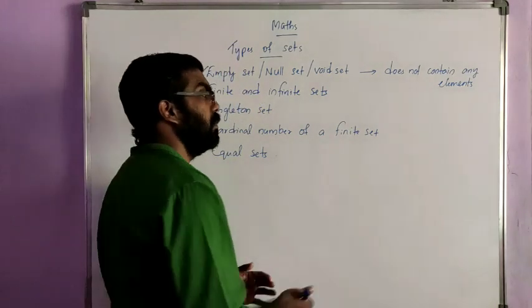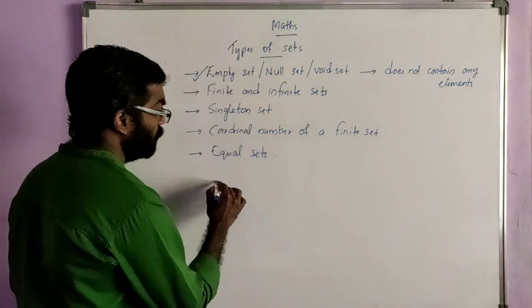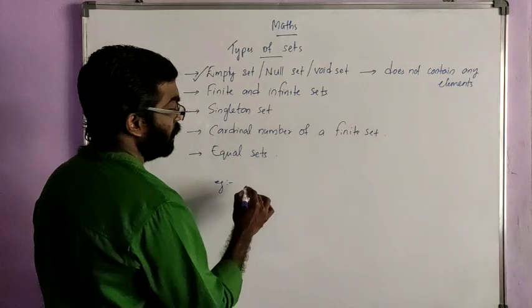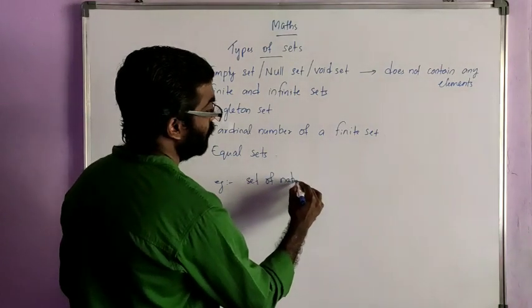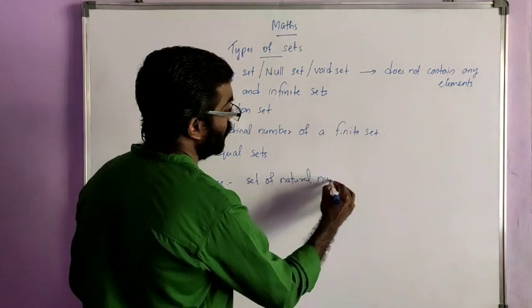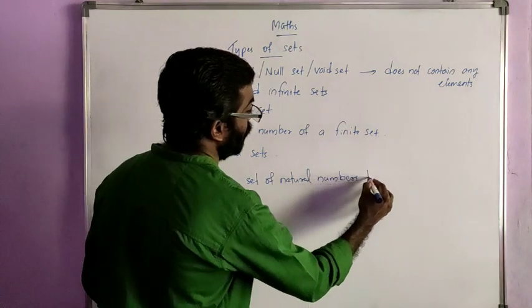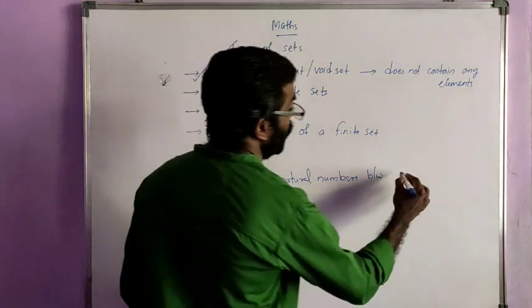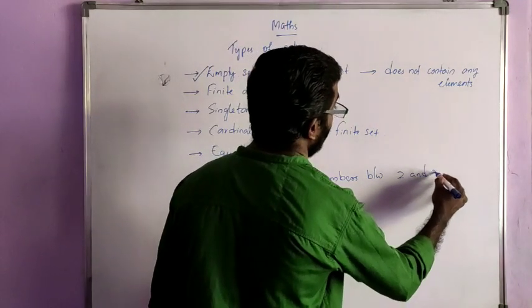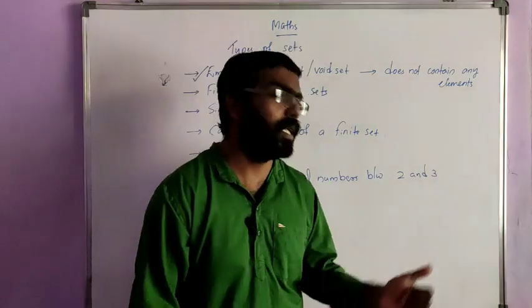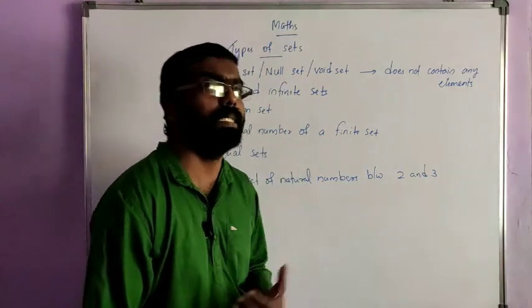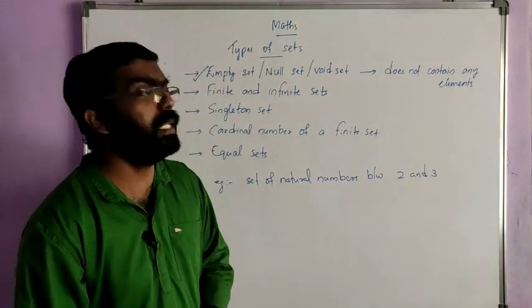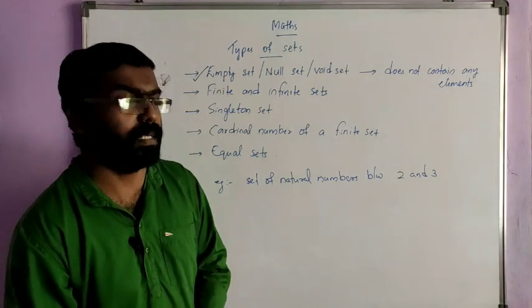Okay, for example, the set of natural numbers between 2 and 3. So we all know there is no natural number in between 2 and 3. So we can say it is an example of empty set or null set.